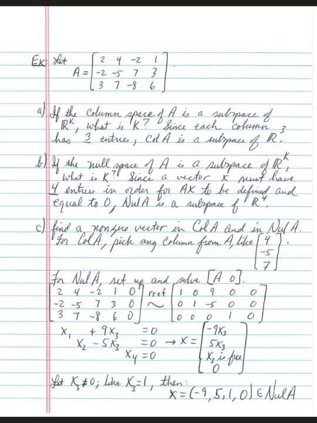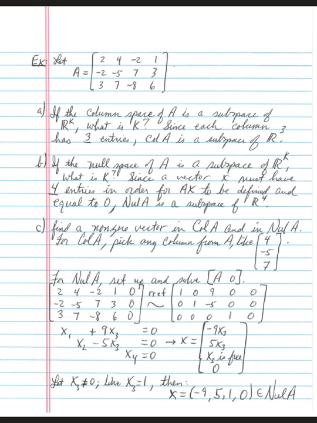Okay, so let's try to put this together. Null space is a subspace of R, the number of entries of the rows. Each row has 4 entries, so null space will be a subspace of R4. Each column has 3 entries, so that's the subspace for col A. If you can just remember, count the entries in the column, then the null space is going to be the rows instead of the columns. Part C, find a non-zero vector in col A and in null A.